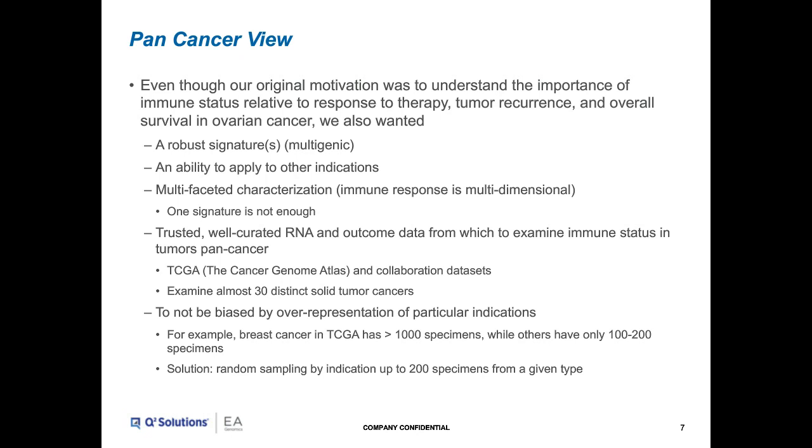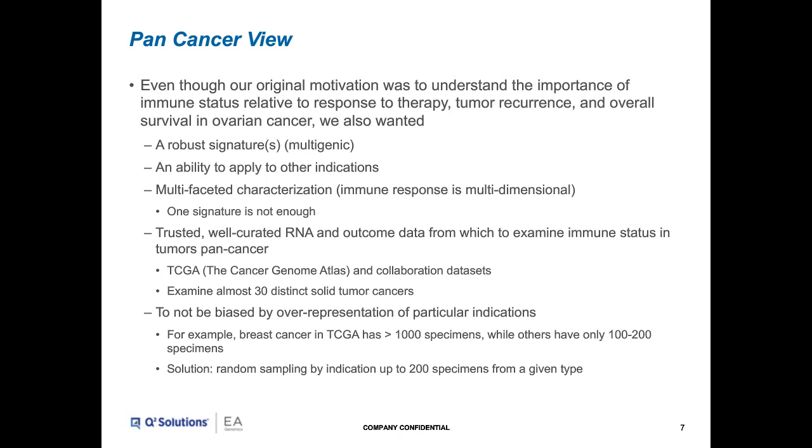And then, of course, another aspect is we wanted to use trusted, well-curated data. And fortunately, TCGA was a great resource for that. We had used it for other contexts related to understanding mechanism of action of tumors, but here we were going to use it to examine the immune cells, instead of the tumor cells, within the tumor microenvironment. And of course, the TCGA has some well-curated RNA-seq data for almost 30 distinct solid tumors.